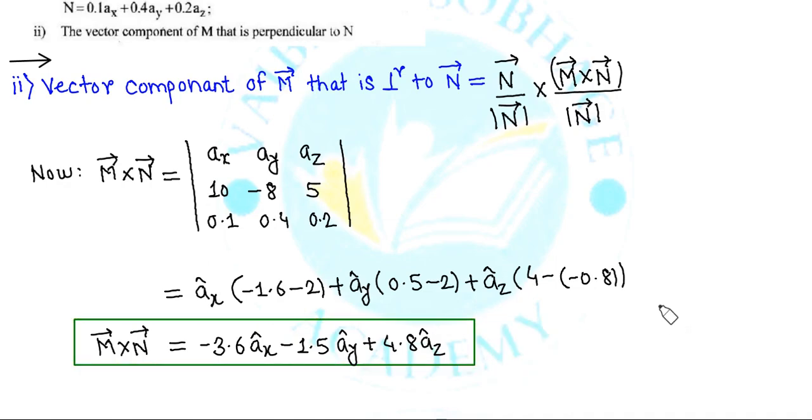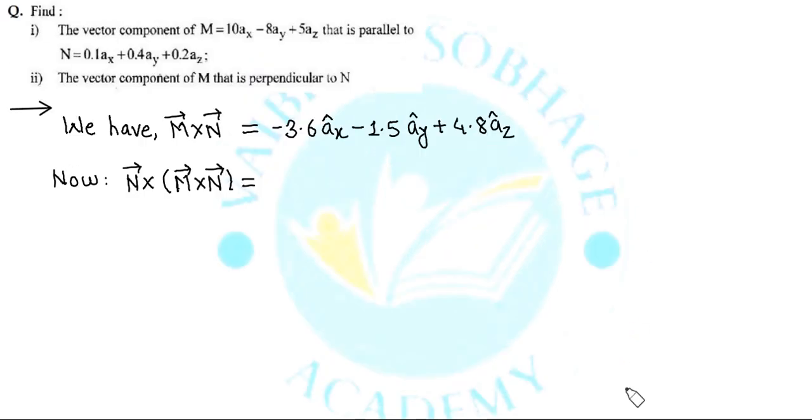Now next, we are going to find the cross product between vector n and the cross product in the bracket, that is m cross n. From the previous slide we have the cross product between m and n which has this value. Now we are going to find the cross product of vector n with this bracket of the cross product.